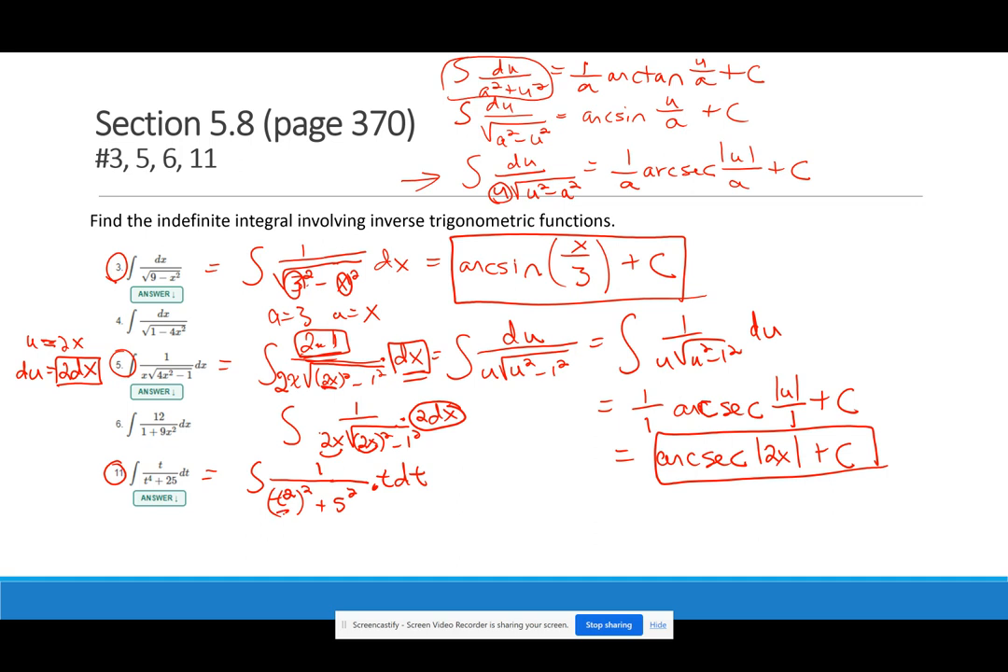So for this, I'm going to let the u be t squared. Then du would be 2t dt. Okay.